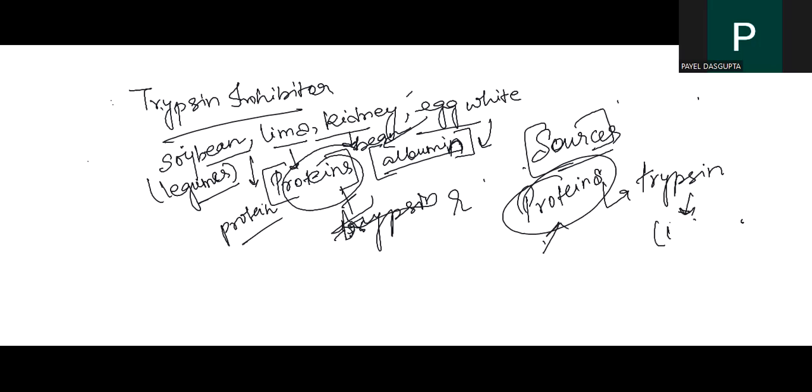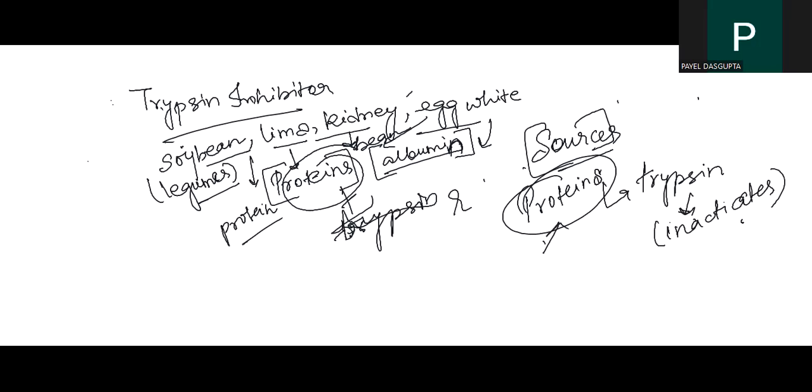So obviously it will inactivate because they are binding with it. They will inhibit the normal functioning, interfere with the digestibility of dietary proteins, and reduce their utilization. So this is about the mechanism of how the antinutritional factor, that is trypsin inhibitor, has its effect.